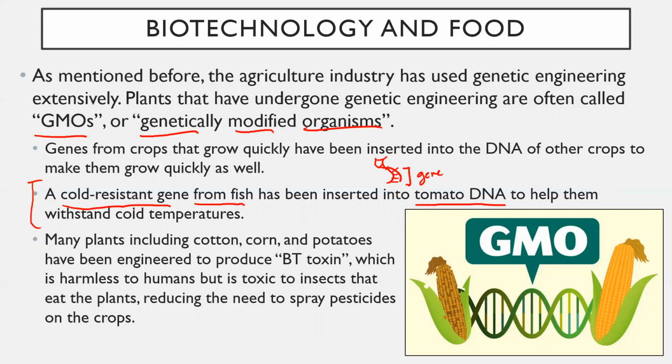All you're doing is you're taking that gene, in other words, that code, and you're changing the tomato's code to have that code built in. That's all that is. It's not that there's fish in your tomatoes. It's just that that chain in your DNA has been put in there. That's it. Okay, so just making that very clear.